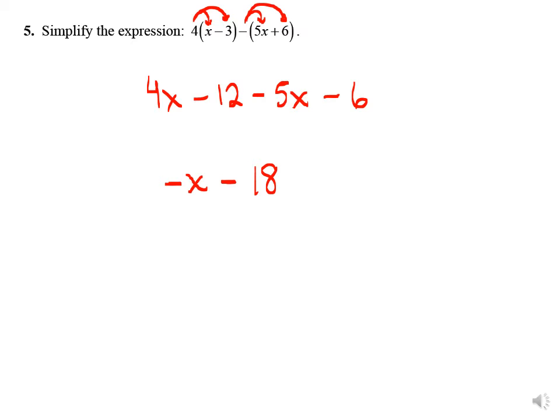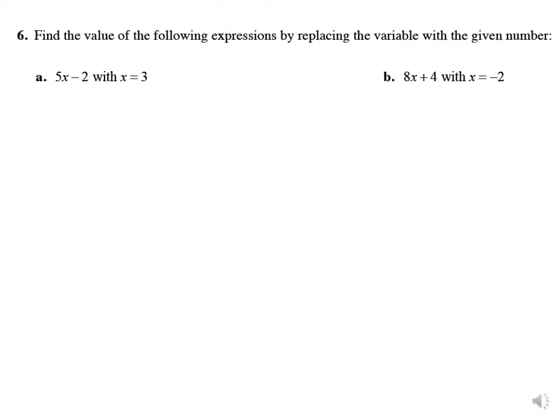Okay, the other part that we do in algebra is the whole concept of plugging in variables. I think we did a little bit of this in chapter 1 here. So find the value of the following expressions by replacing the variable with the given number. Other math textbooks will just say evaluate the variable, or evaluate the expression. It just means you plug it in.